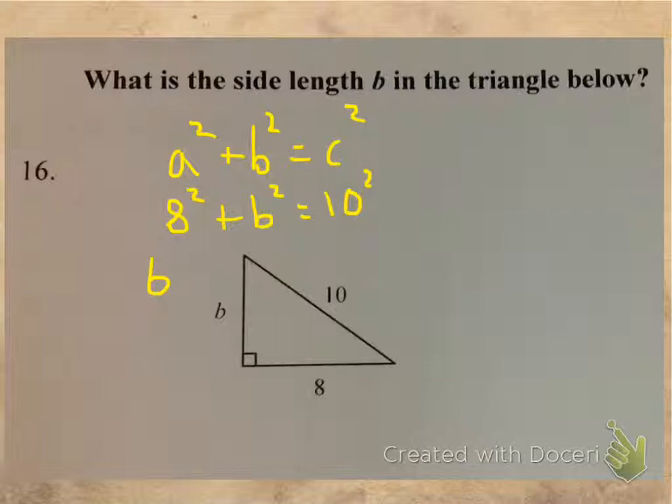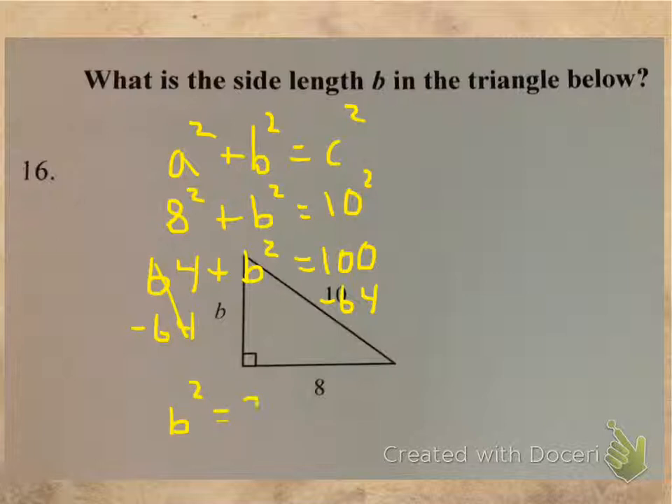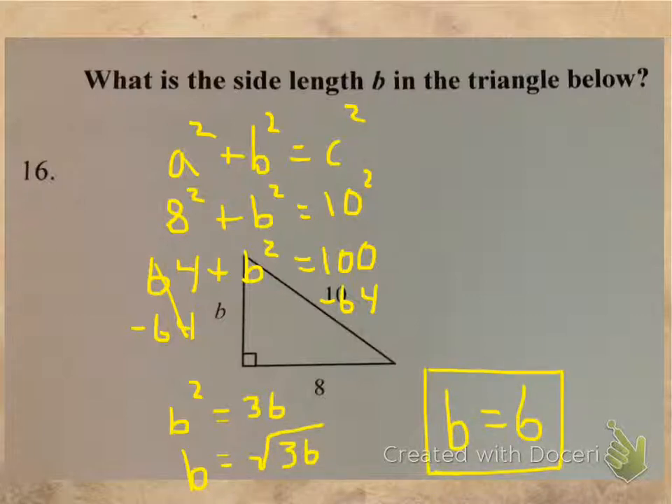As we start to solve that, we're going to get 64 for 8 squared, then plus B squared equals 100, and then we are going to subtract the 64 from both sides. We get B squared equals 36, which of course results in B equals the square root of 36, which is 6.